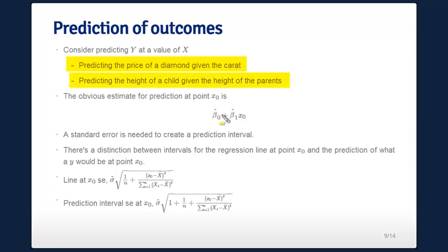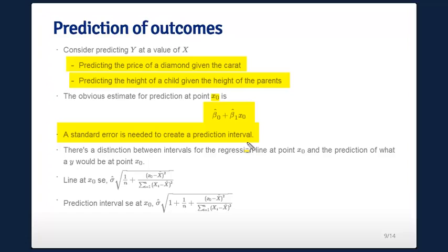So the obvious estimate for a prediction at a point x naught, we've already talked about this, is just beta naught hat plus beta 1 hat x naught. But if you actually want a prediction interval, something that incorporates the uncertainty associated with that interval, you need a standard error and some knowledge of what the distribution of the prediction estimate is to create an interval.